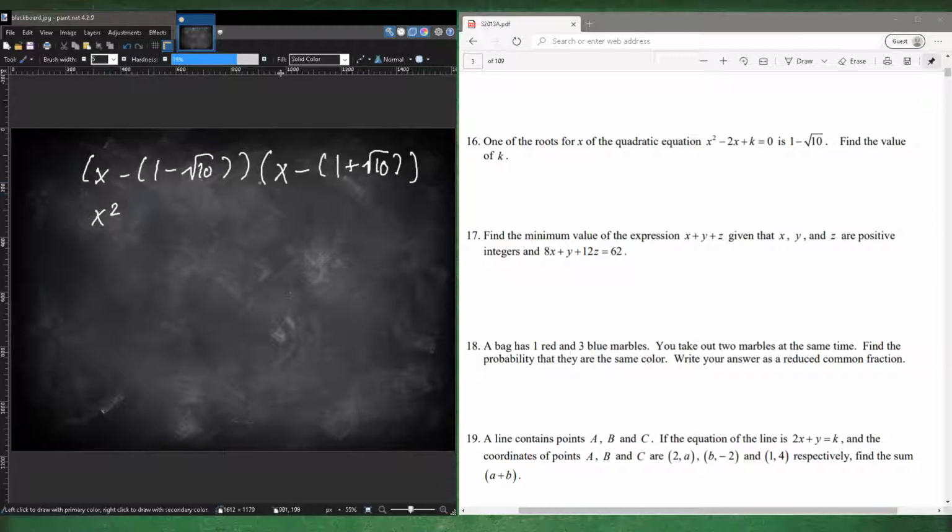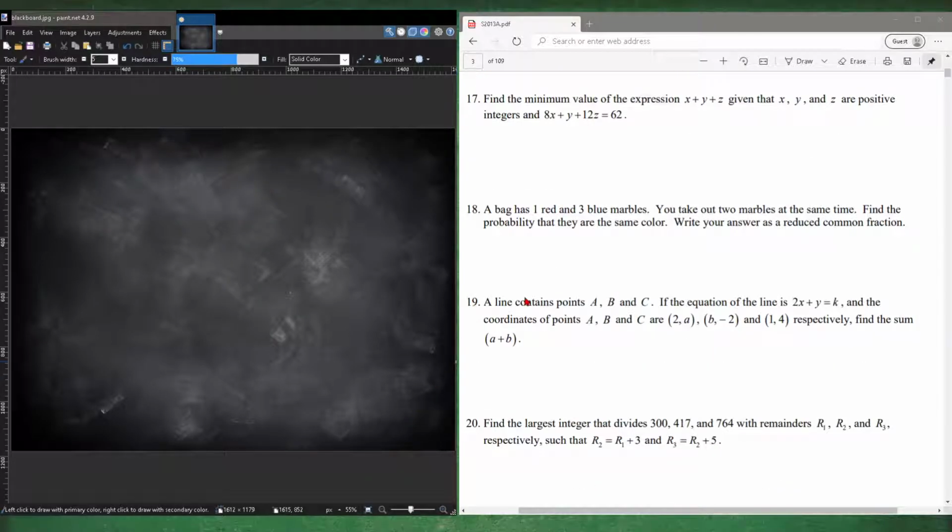Distribute them out. And then minus, the 1 plus 1 equals 2. Negative square root 10 plus square root 10 cancel each other out. So this is just minus 2x. And this is positive: 1 times 1 is 1. 1 square root 10 and 1 negative square root 10 cancel out. And negative square root 10 times positive square root 10 is minus 10. So that gives us 1 minus 10 equals negative 9. So our k is equal to negative 9. Okay, and that's your answer for number 16.